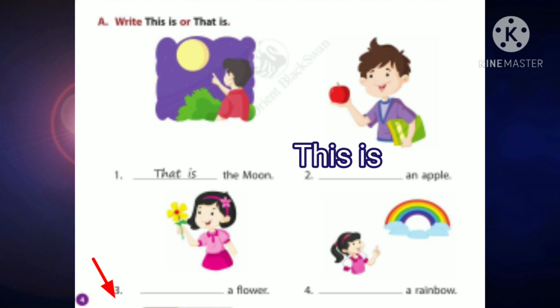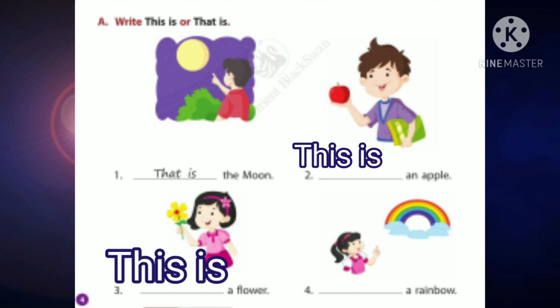Third question. Dash a flower. The flower is in the hand of the girl. So it is near to the girl. So what do we write? This is or that is? The answer is this is. T-H-I-S. This is. I-S. So all of you write this is a flower.